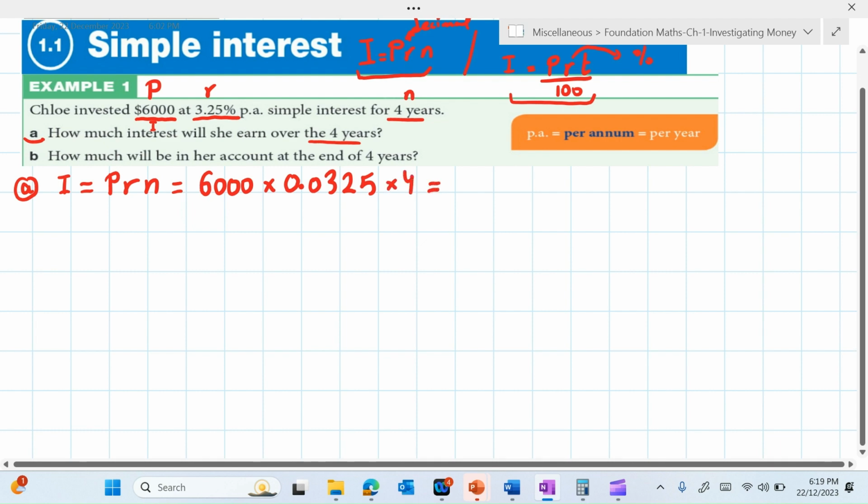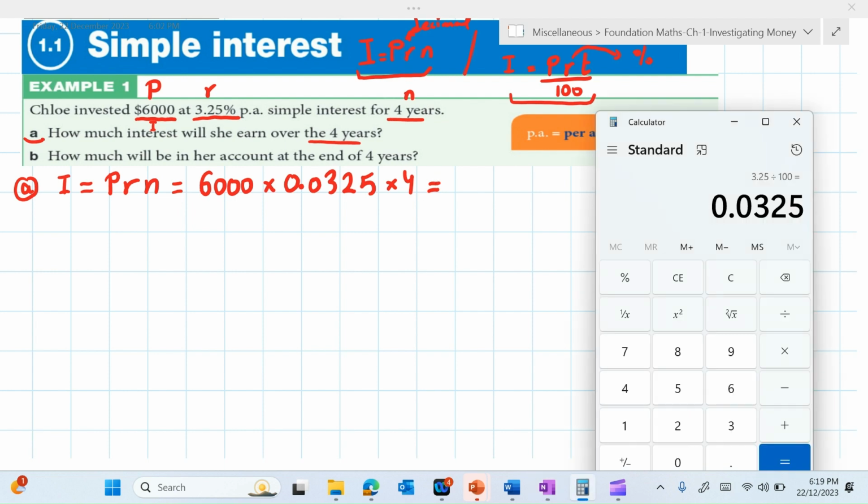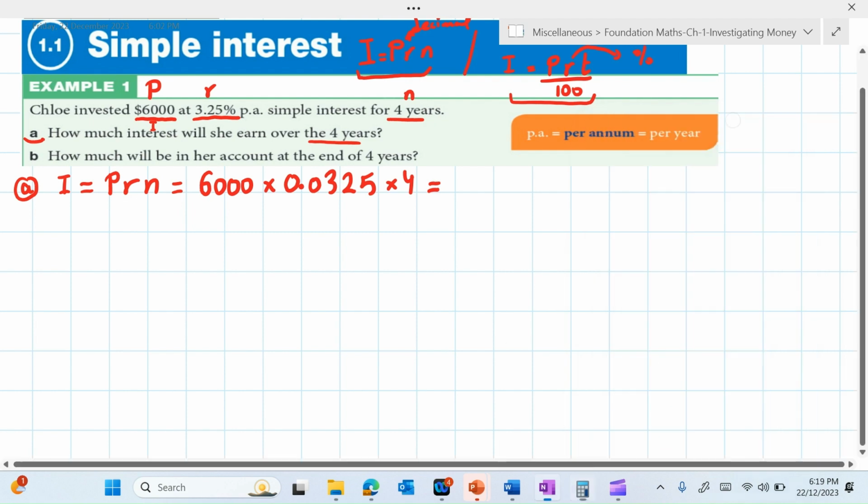Now we need to get the answer. 6,000 times 0.0325 times 4 is equal to $780. That means Chloe is going to gain $780 over 4 years.